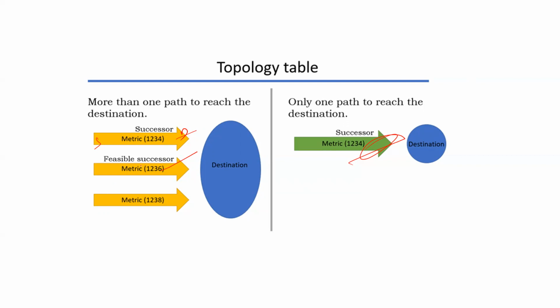So this is a feasible successor, right? Again, this is one more path to reach the destination. Based on the distance, it will calculate, and it will go towards the best path. So the best path is the one having the lower metric value. Okay, so that is about EIGRP.